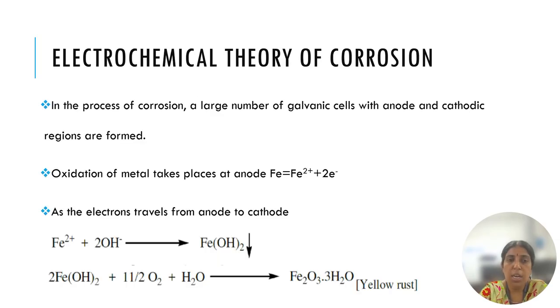As we can understand from the theories, we can also understand the electrochemical theory of corrosion. If you have to have a corrosion, a large number of galvanic cells has to be formed with small anode and cathode regions. Oxidation always occurs at anode, with iron metal going to Fe2 plus and 2 electrons. This Fe2 plus further forms iron oxide, and this iron oxide ends up forming rust, which is Fe2O3.3H2O. This is the end form of corrosion, and this is the most stable form of iron, which we have discussed in the previous slide.